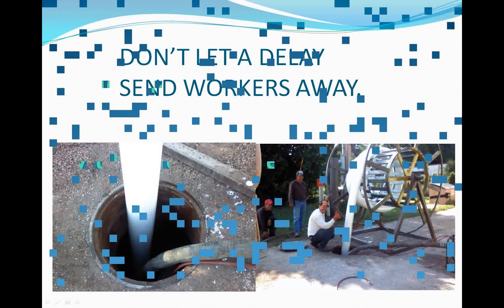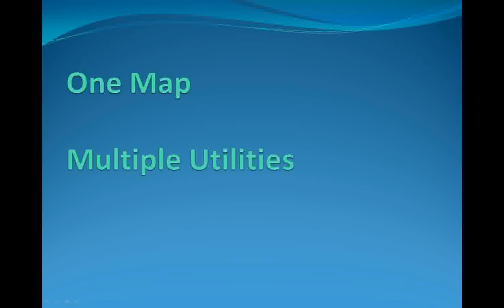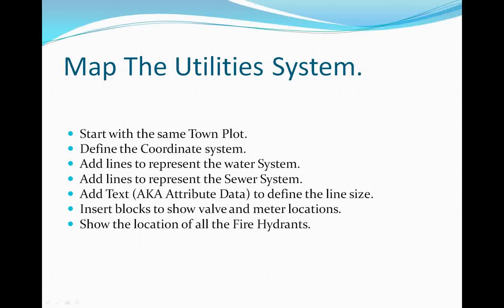One map for all your utilities. Switching gears a little bit here. Design is one thing that we do. Mapping is another. By mapping the utility system, you start with the same town plot. You define the coordinate system so that you put your town on its specific space on the globe where you actually are. Then you add the lines to represent the water system. You draw polylines. You add the lines to represent the sewer system.